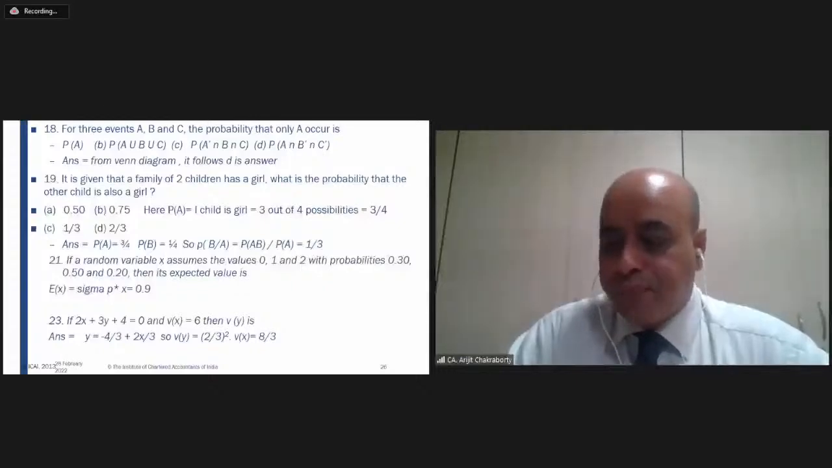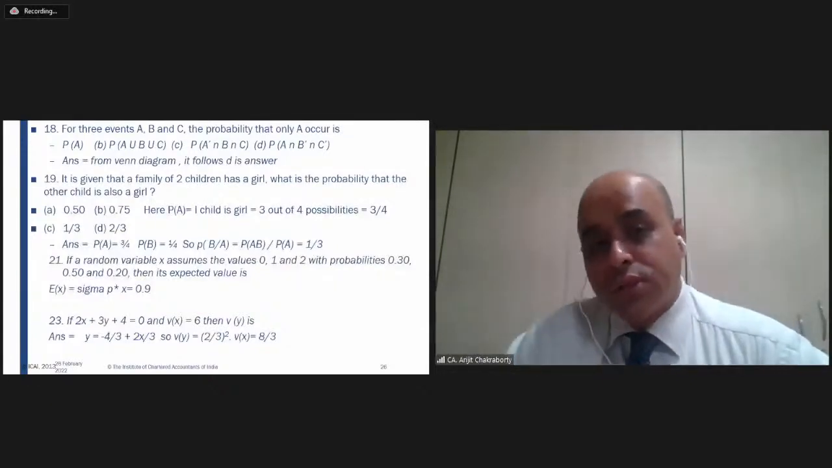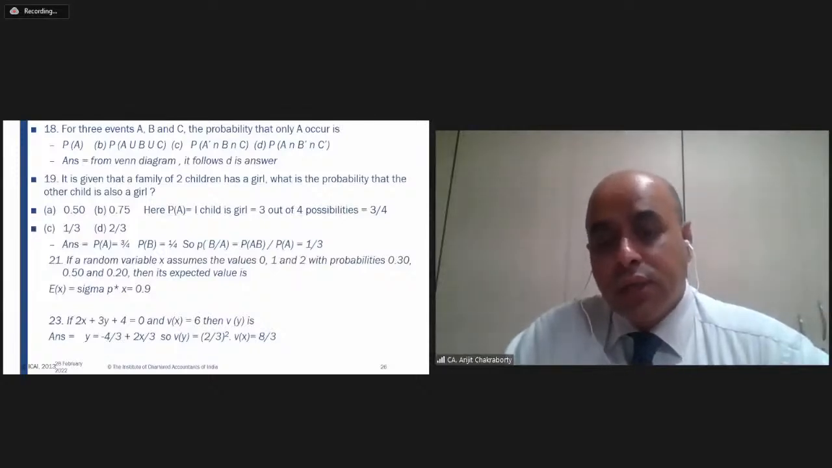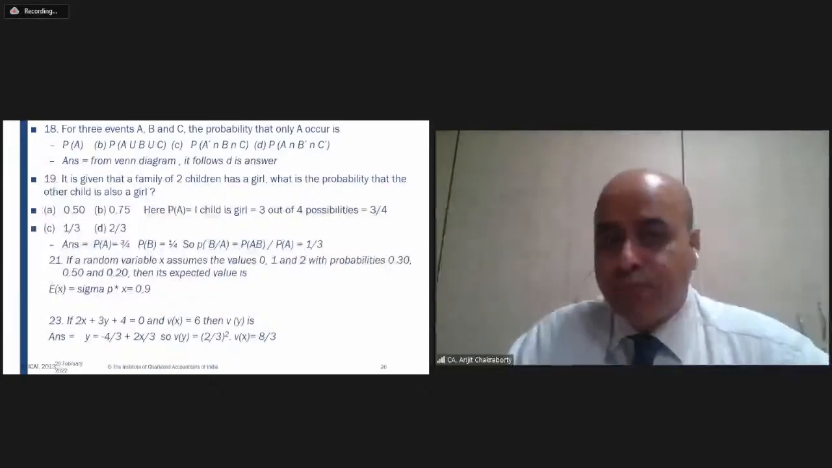Now, Manisha, you have asked, sir, if one girl is already there, is a boy possible? No, a boy is not possible because the question says one is a girl. What is the probability the other is also a girl? So here we have to take the conditional probability. The boy combination will not be considered.